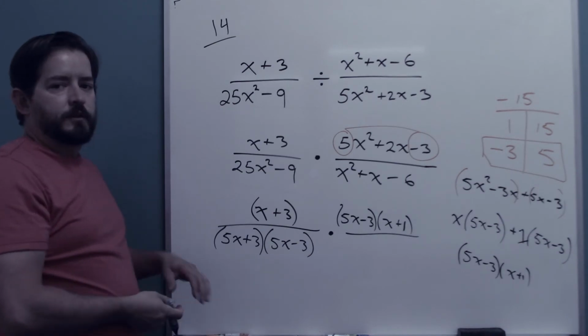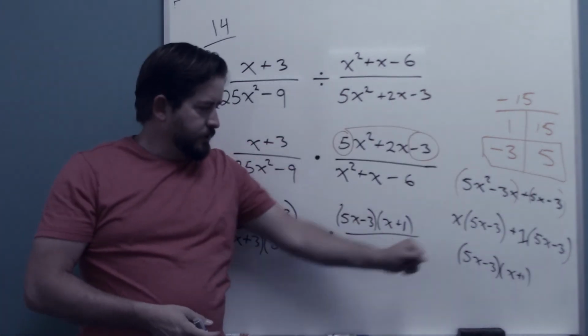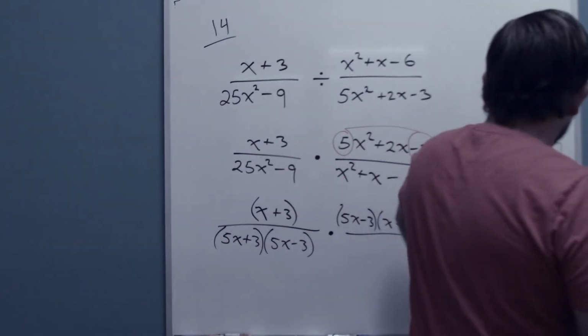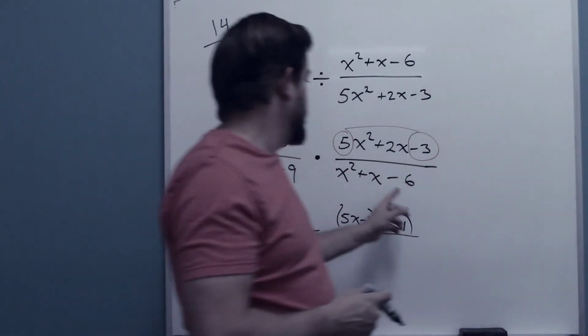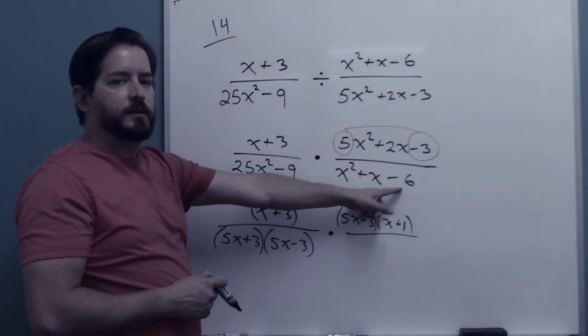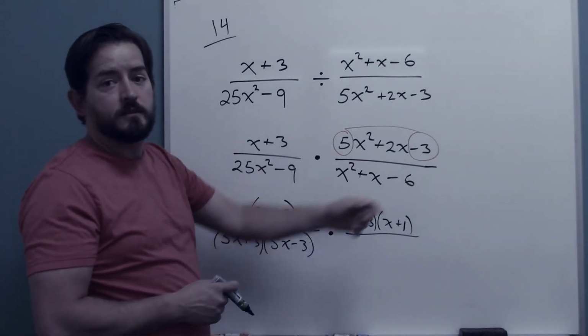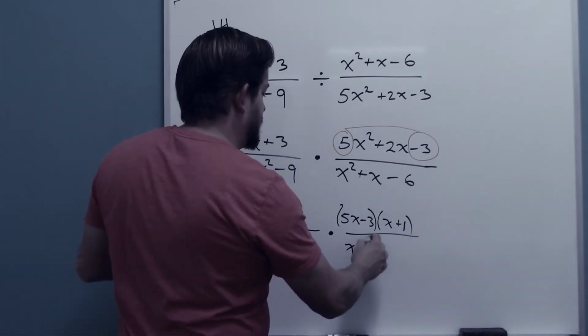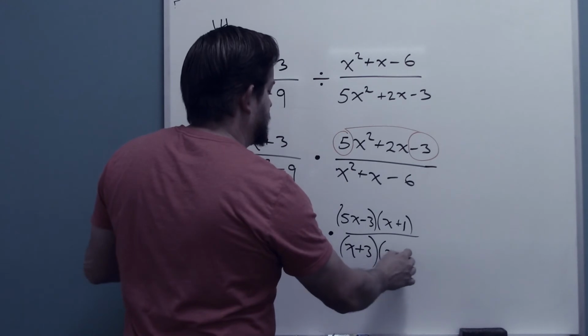To clean this up a little bit, I'm going to get rid of that work that I just did over there. And I want to factor the denominator over here. This one's easy though, it's just factor pairs of 6. That'll give me 1. That's 3 and negative 2. So that is x plus 3, x minus 2.